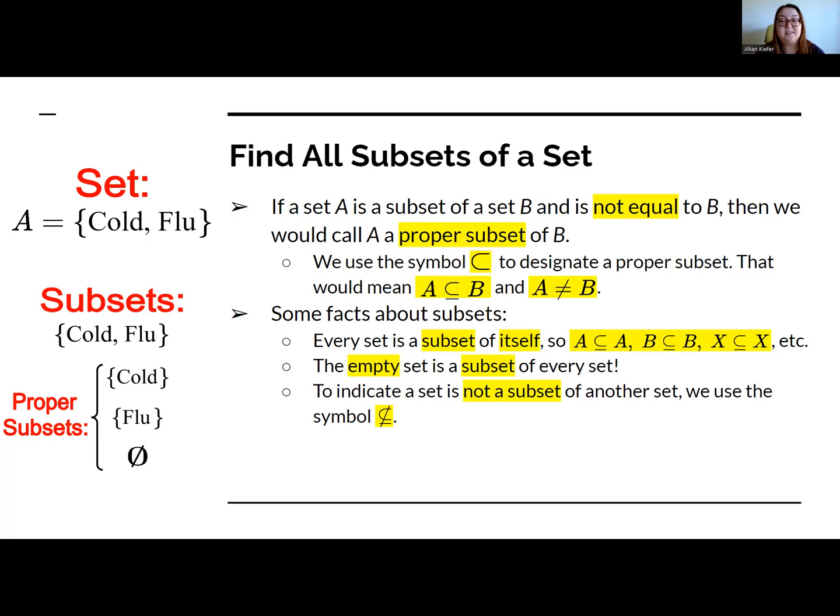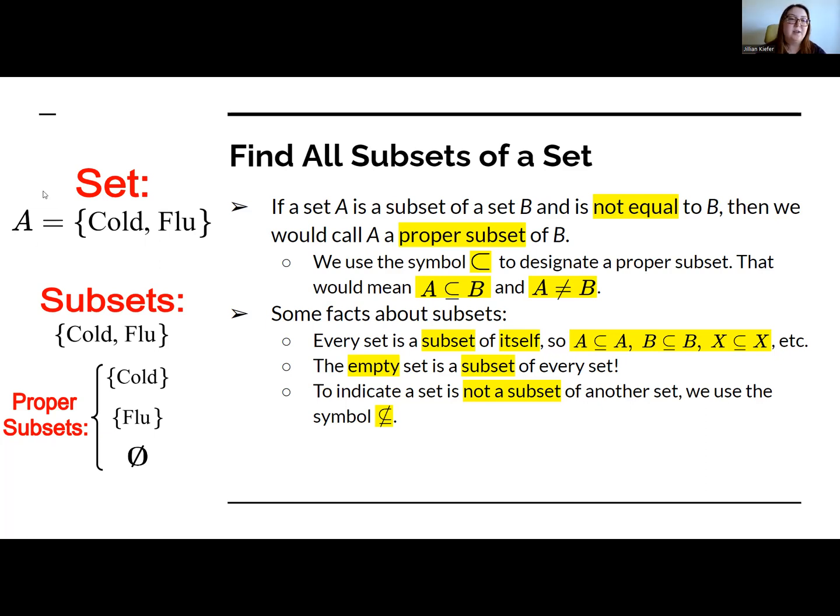So we have some facts about subsets as well. Once again, every set is a subset of itself. A is a subset of A, B is a subset of B, X is a subset of X, and so on. We have the empty set is a subset of every set. So the empty set is always going to be a subset of any given set that you have. To indicate a set is not a subset of another set, you would draw the subset symbol and a slash through it. So whatever your statement is, you would draw that symbol and slash through it to say not whatever that is, not a proper subset, not a subset, things like that.